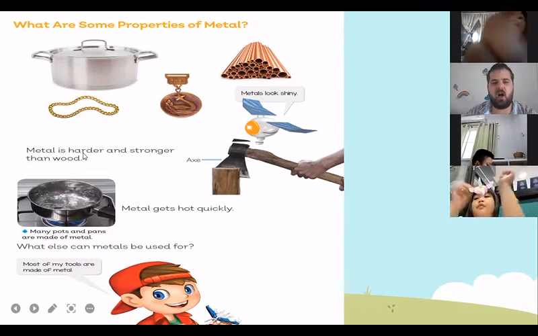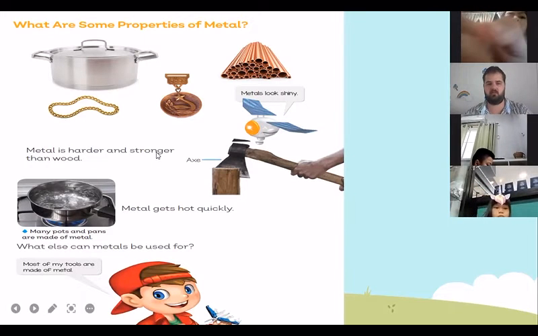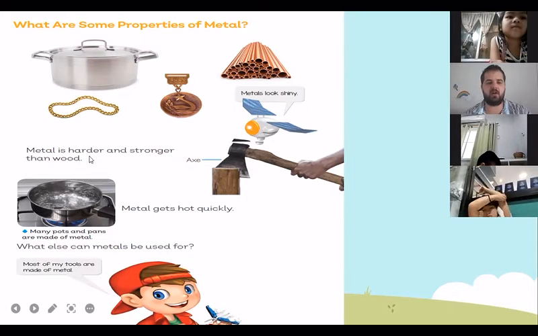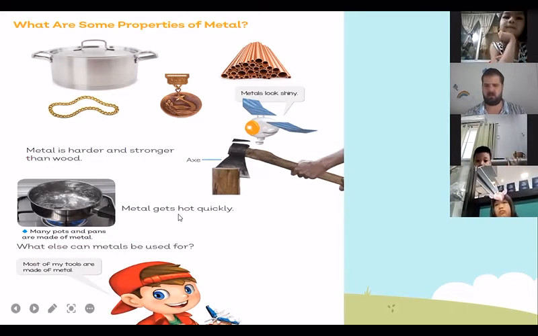So metal is hard and strong. It is stronger and harder than wood. So it's so strong we can cut wood with it. Over here we have the metal pot. Metal gets hot very quickly. So we cook with metal pots, because it gets hot. Right, next page.